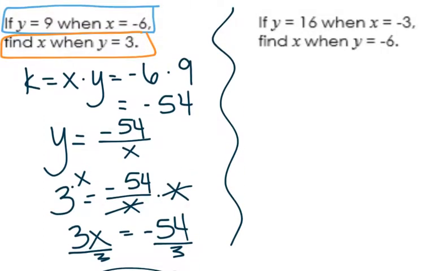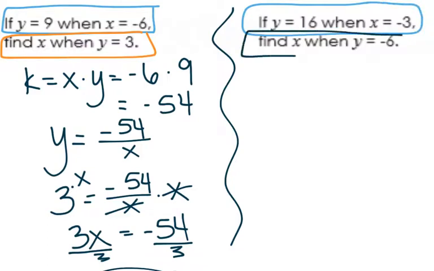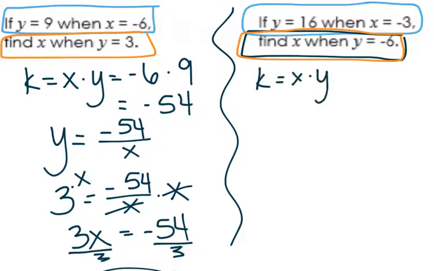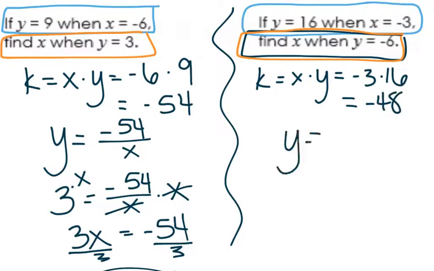Alright. So the part in blue is how I'm going to find k and then write my inverse variation equation. The part in orange is what I'm actually finding. So k equals x times y. X is -3 when y is 16. So -48. So now I'm going to write my equation. Y equals -48 divided by x. So I'm going to find x when y is -6.